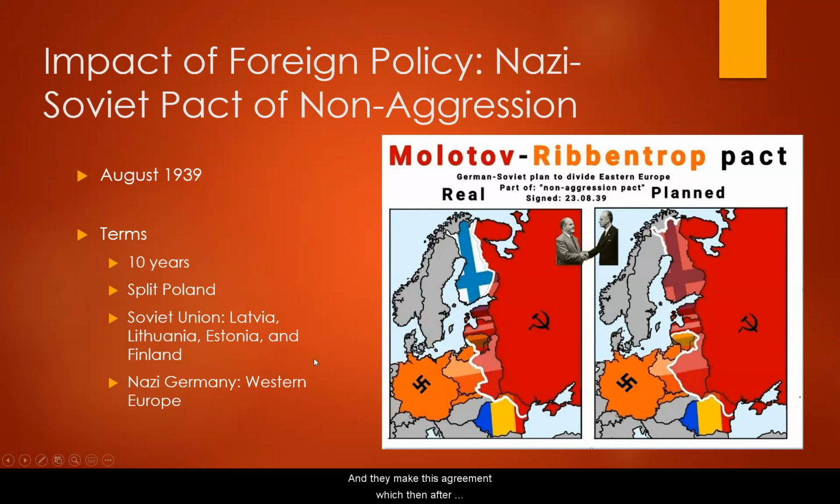And they make this agreement, which then, after Hitler invades Poland, which right here is what actually happens, when Hitler invades Poland and takes half of it, that is the start of World War II, because now the Nazi forces are going to go from Poland to Denmark to Norway to Belgium to Luxembourg, France, and so on and so forth.